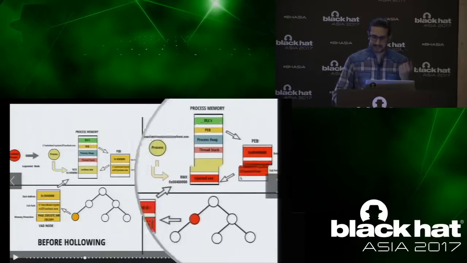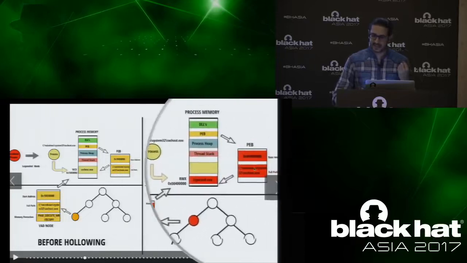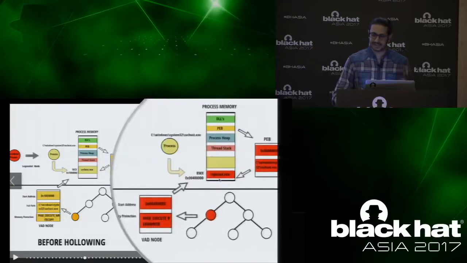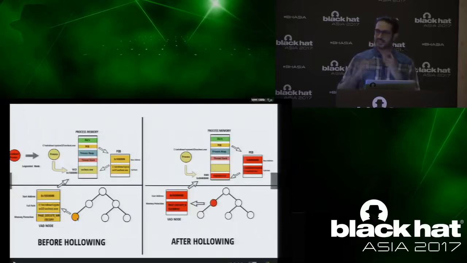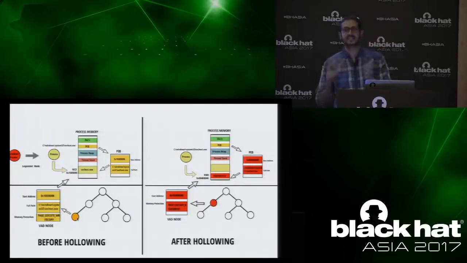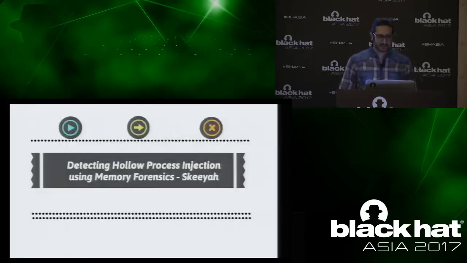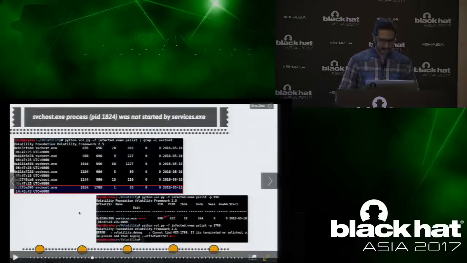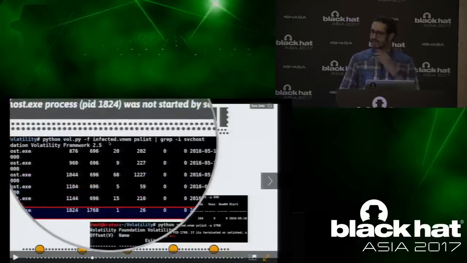According to the PEB, svchost.exe is loaded at this address, but according to the VAD, there is no entry because it was removed. So this is one of the discrepancies. Again, this creates a different kind of discrepancy. So let me show you that with the help of memory forensics. So this is the memory image infected with Skia.